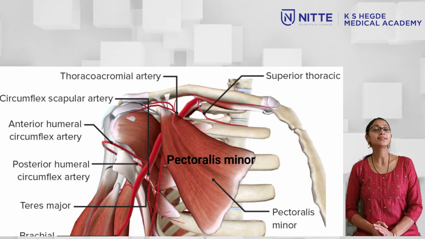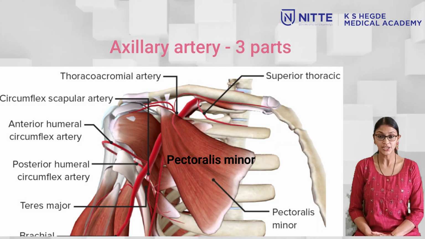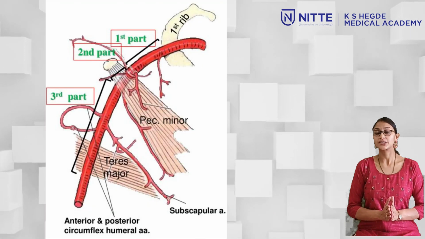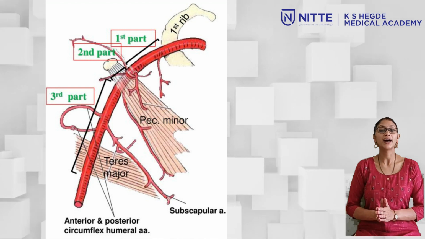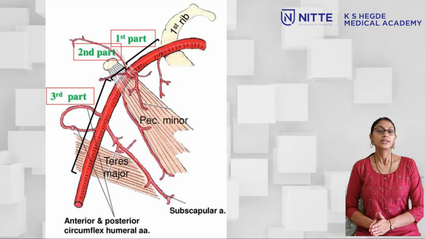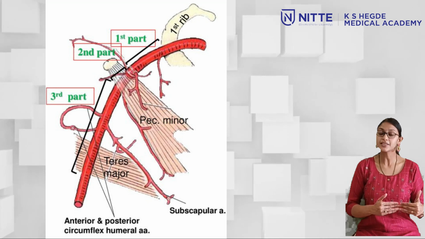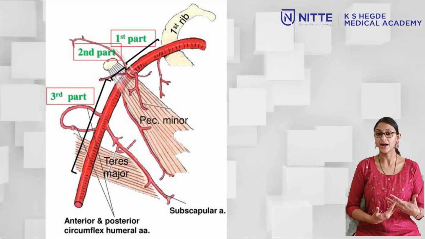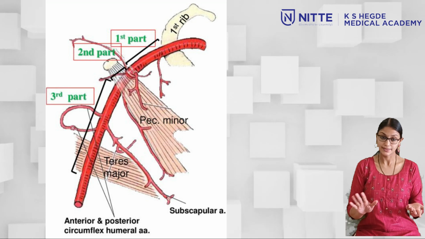The pectoralis minor muscle divides the axillary artery into three parts. The first part of the axillary artery lies proximal to the pectoralis minor muscle. The second part lies behind the pectoralis minor muscle, and the third part lies distal to the pectoralis minor muscle.